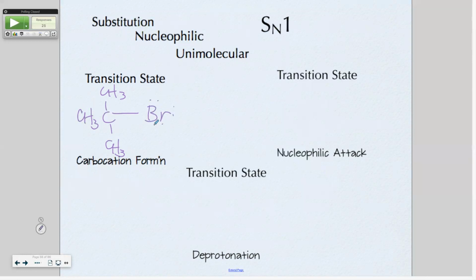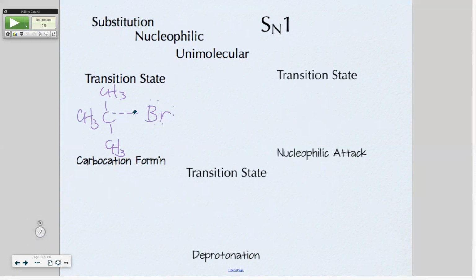So what happens in this step? In the first step, we're taking these electrons and moving them to the bromine. So what do you think is going to be the in-between? This bond is doing what? It's breaking. So what we're going to do is make it a partial bond.